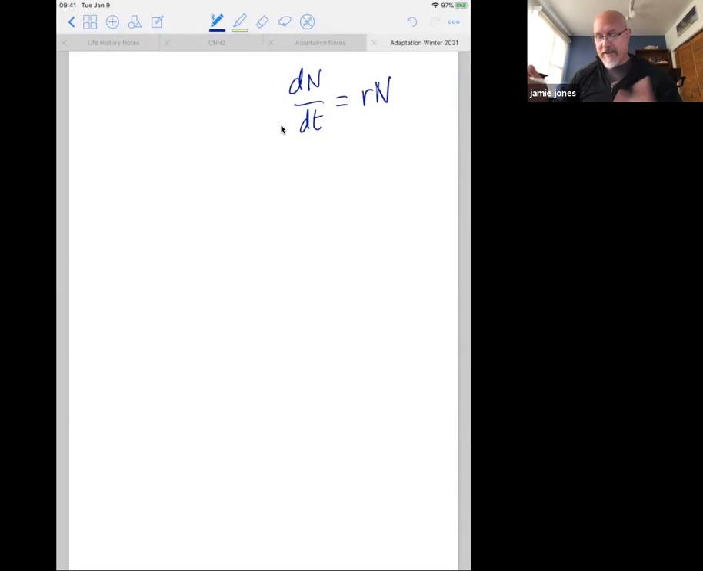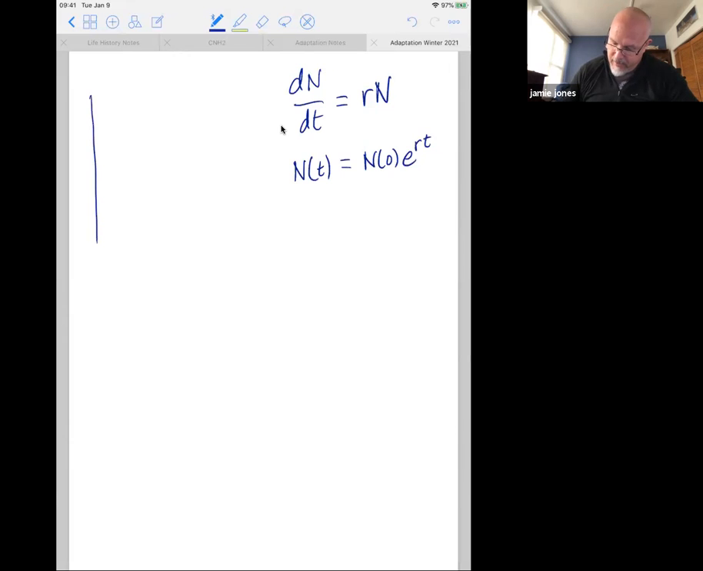Without getting into the details of its solution, it's pretty straightforward. You separate variables, you integrate. You can solve this so that your population size at time t is equal to the initial population size times e to the rt, e being the base of the natural logarithm. So populations grow exponentially if they grow at a constant rate. That's actually what exponential growth means. It means it's growing at a constant rate in continuous time.